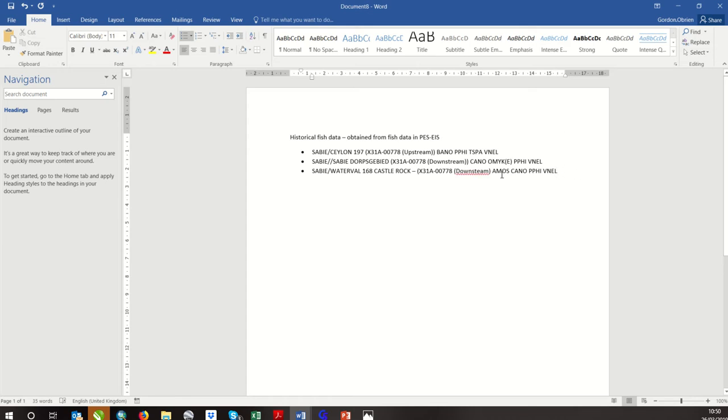Okay, so that's what I'll do, and then I'm going to highlight that in red. I'm going to highlight that in red as well, because those are the two species that they don't have on their list. Okay, and then add here B. ano and A. moss collected here historically. Okay, ref PES EIS fish data.